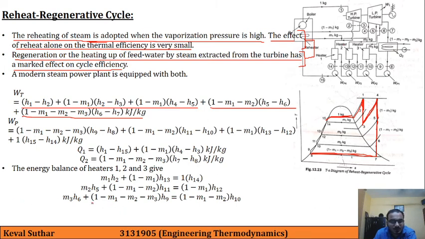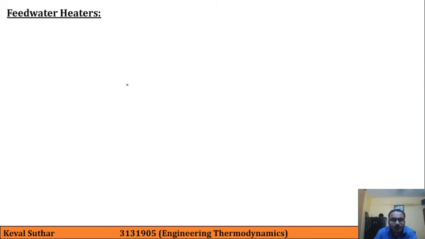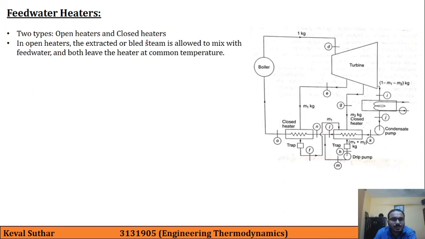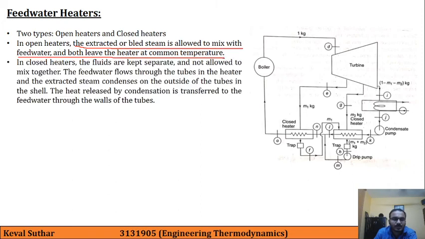It is quite straightforward. And now we will move forward with our next and last topic, feed water heater. There are two types of heaters, open heater and closed heater. In our previous theories when we were discussing regeneration, those were open heaters where there was a clear mixing of two steams. That is, the extracted or bled steam is allowed to mix with the feed water and both leave the heater at a common temperature.